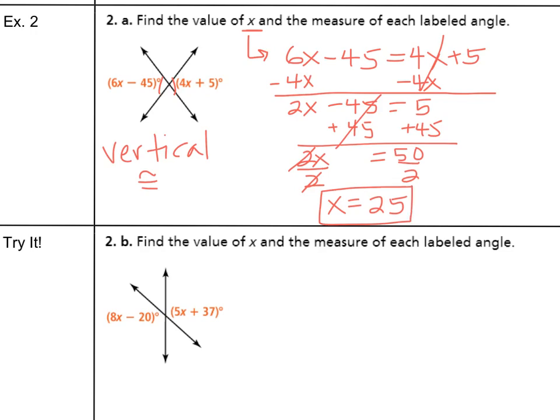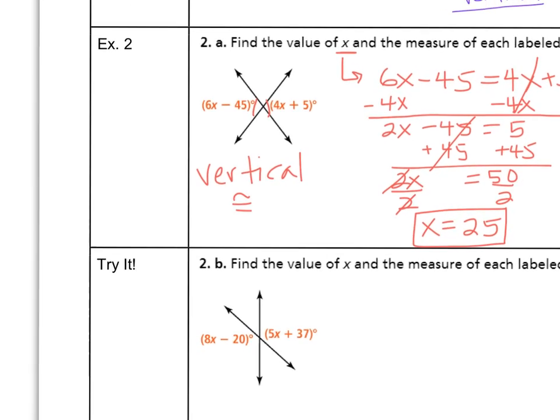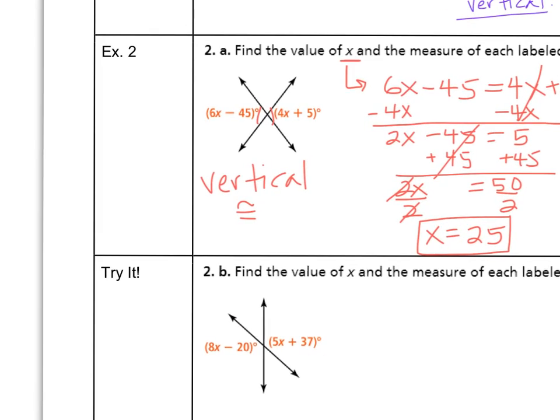Once you know the value of your variable, let's go ahead and go back to the picture. I'm just going to slide this over here like so, and determine what each measure will be. If we know that x is 25, over here on that left-hand side, I'm going to take 6 times 25 minus 45. 6 times 25 is 150. And if we subtract 45 from that, we have 105 left over. So let's go ahead and underline that.